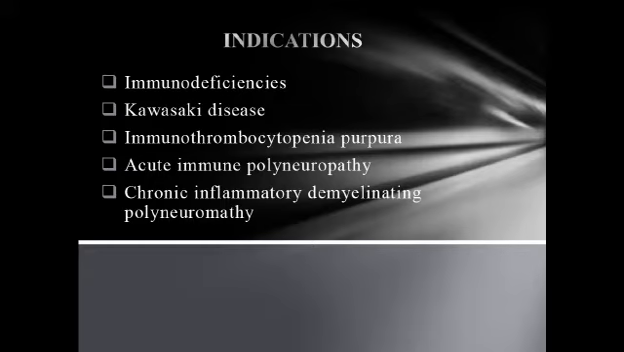Third one, immune thrombocytopenic purpura. It's a blood disorder in which the number of platelets is decreased. It causes bruising, bleeding gums, and internal bleeding.